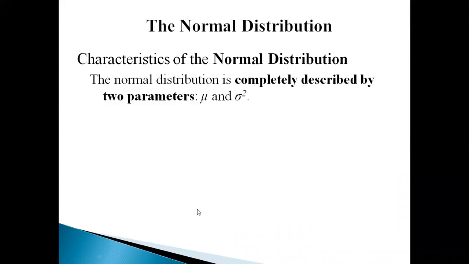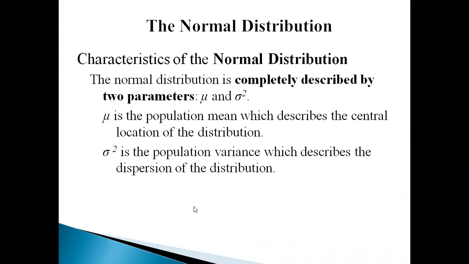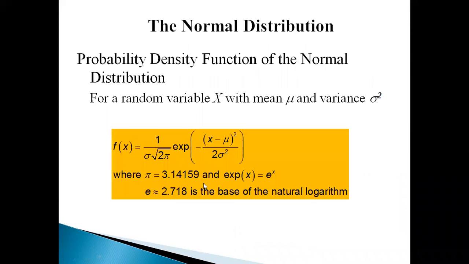All right, some characteristics. The normal distribution is completely described by two parameters, mu and sigma squared. Mu is the population mean, which describes the central location of the distribution, and sigma squared is the population variance, which describes the dispersion of the distribution.